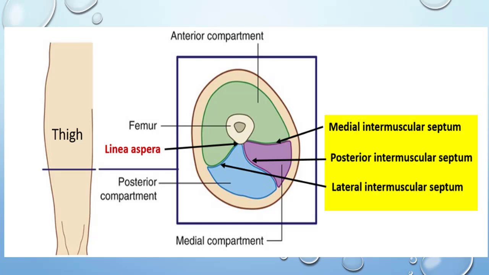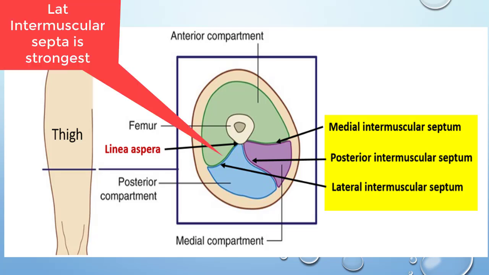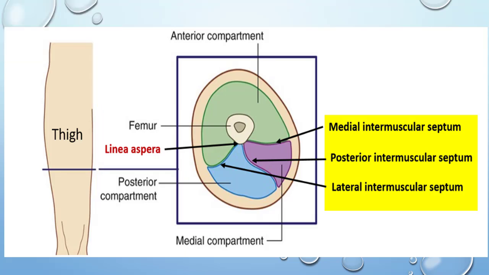Lateral intermuscular septum is the strongest of the three septa. So why is the lateral intermuscular septum strong? You already know, again, the iliotibial tract is on the lateral side of the thigh. So this septum is also strong over here. But the other two septa, if we compare them with the lateral one, are weak. These septa are formed by the inward extension of fascia lata, that is the deep fascia of the thigh.